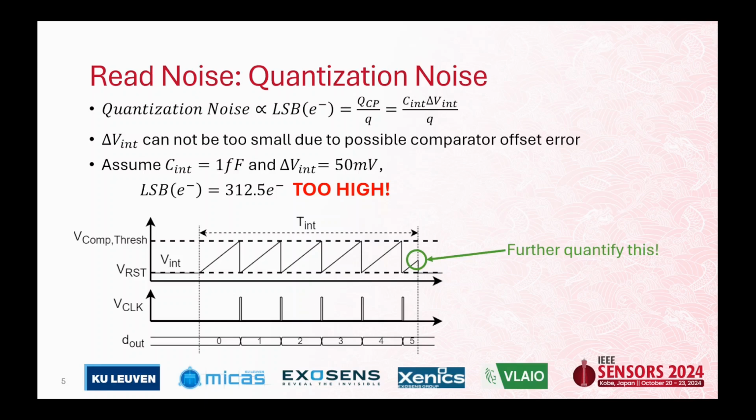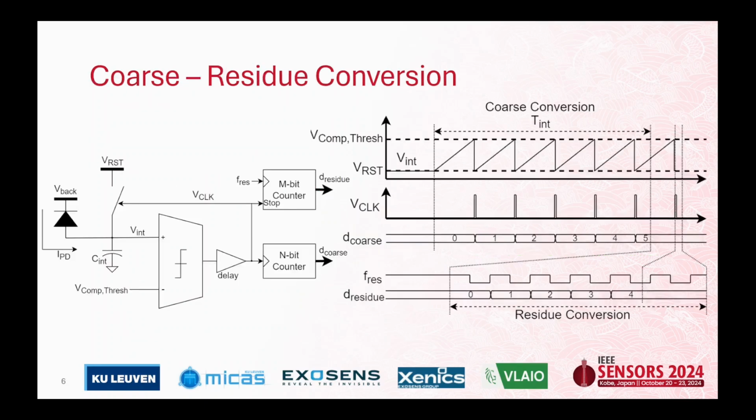So we decided to add another step in the conversion process to further quantify the residue at the end of the integration time. Therefore, we have a two-step conversion where the first step is again counting the charge packets, and the second step is measuring the time until the last charge packet was finally completed by the photocurrent. We now have an external clock, FRES, that is used as the clock of this counter to measure that time value.